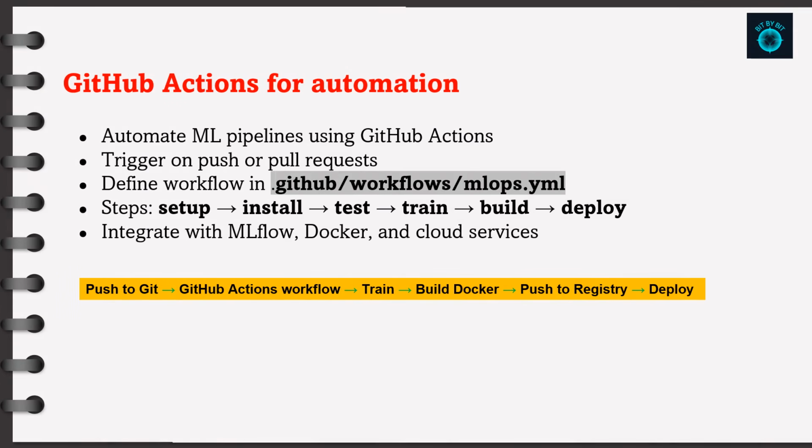GitHub Actions for automation. In MLOps, GitHub Actions is one of the easiest and most flexible ways to automate your workflow. It's built directly into GitHub and allows you to automatically test, train, and deploy your models every time new code is pushed or merged. Let's understand how it works.